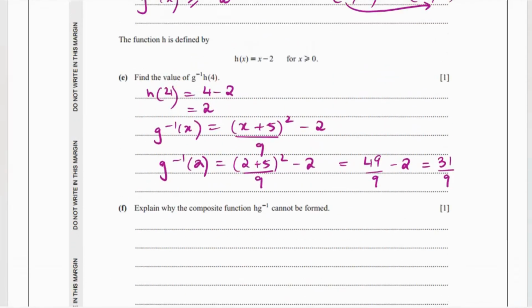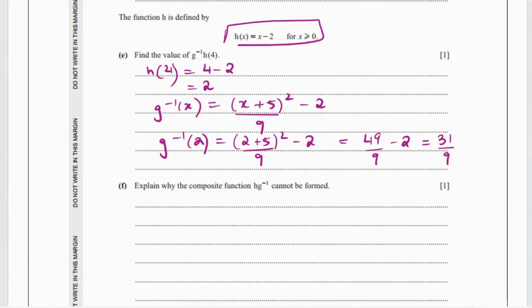So if you look at h of x, the domain is x greater than or equal to 0, whereas for the range of g inverse of x, the values have to be greater than or equal to -2. And when you put g inverse of x in the h of x function, it's basically the range of g inverse of x. So if that is greater than or equal to -2, whereas for h of x, the domain is supposed to be x greater than or equal to 0. Because of that, we cannot have the composite function.